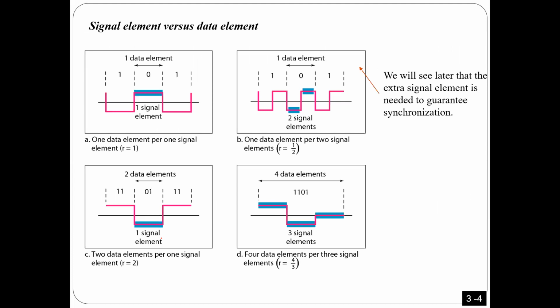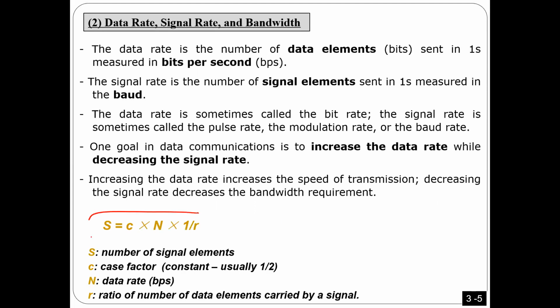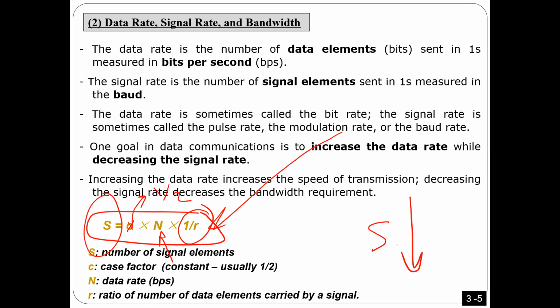And I told you last time, we're going to compute the bandwidth using this formula. The bandwidth or the signal rate here is S. I told you c is a constant, and most of the time c is going to be 1/2. N is the bit rate, and then 1/r. So for every encoding scheme, number one, we're going to calculate r. And then after we calculate r, we're going to calculate S, the signal rate or bandwidth. For sure, the smaller the bandwidth is, the better. You got what I'm saying?